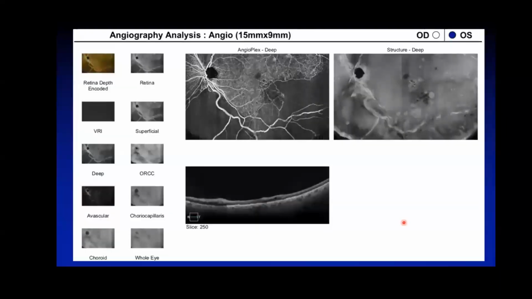Let's look at a different segmentation. This is a 15 by 9 millimeter view of the deep segmentation. And now we can see on the OCTA here that there are these small dark black spots that are also in the en face deep segmentation, and these are from retinal cysts. So this patient had radiation retinopathy, and that's why these features are atypical, not just from the branch retinal vein occlusion, but this is radiation retinopathy producing these changes. And we can see here on the structural OCT that there's also a little cystic area there.